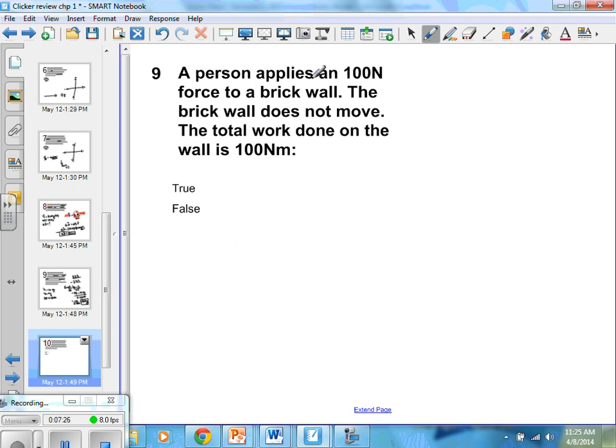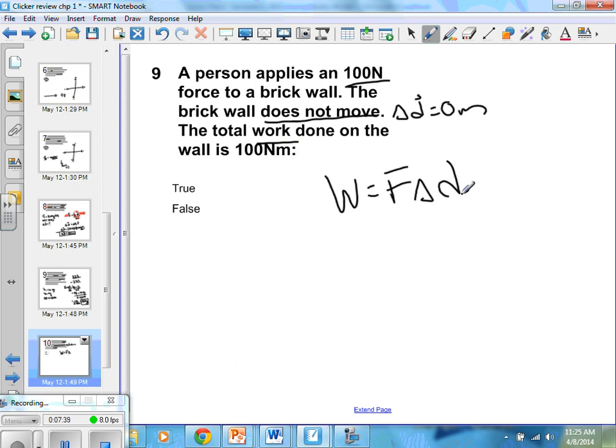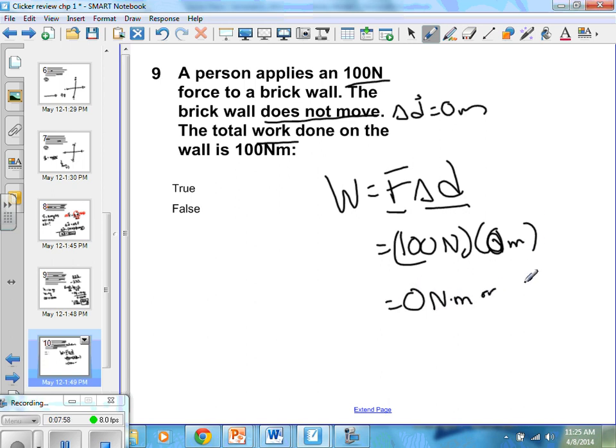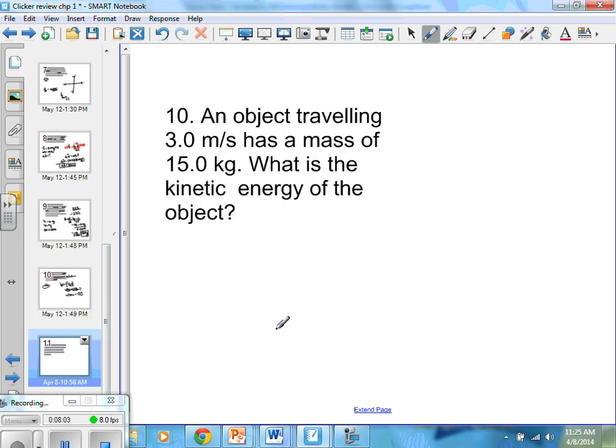Second last question. A person applies a 100 Newton force to a brick wall. The brick wall does not move. So that means the displacement of the brick wall is 0 meters. Total work done is 100 Newton meters. Remember, work is force times displacement. So we need to apply a force and the object has to move. If my displacement is 0, so if I subbed in 100 newtons, anything times 0 is 0. So my work done is 0 Newton meters, or I can write that as 0 joules. So this is false.